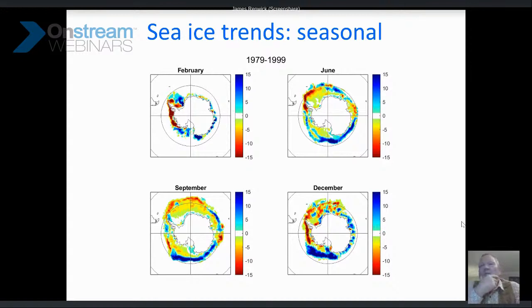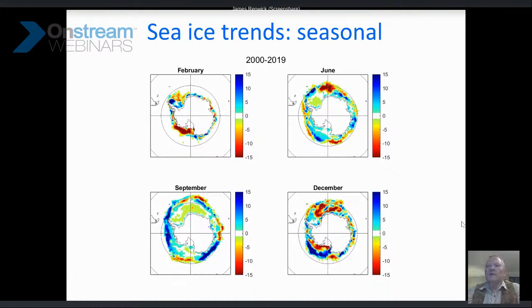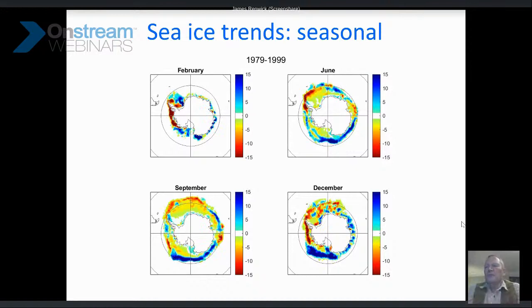And in February, when the ice is at its minimum, you have very strong decreases in the amount of ice just west of the Antarctic Peninsula and so on. And then if you look at the second 20-year period, from 2000 to 2019, you see some big changes. So here's 79 to 99, and then 2000 to 2019. And across the South Pacific, especially in September, in the first 20 years, we had this big growth in the ice south of New Zealand, basically.